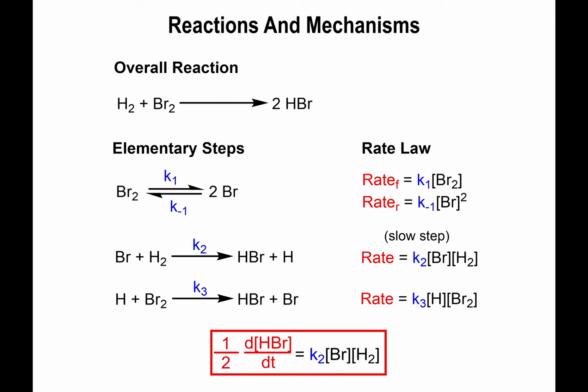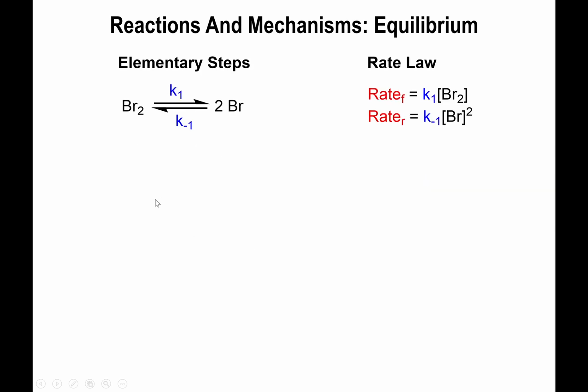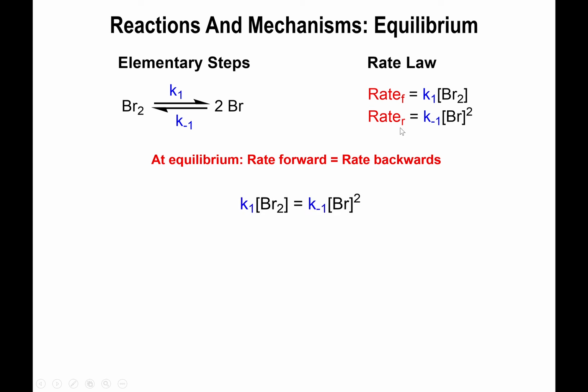But what really is taking place is that the Br2 is turning into Br at the same rate at which two Brs are turning back into Br2, and that's happening constantly. So another way to put it is that rate forward equals rate backwards. In other words, what that also means is that K1 [Br2] equals K negative 1 [Br] to the second power.